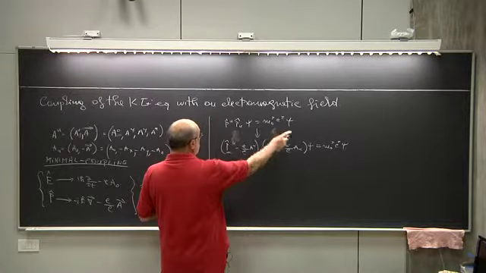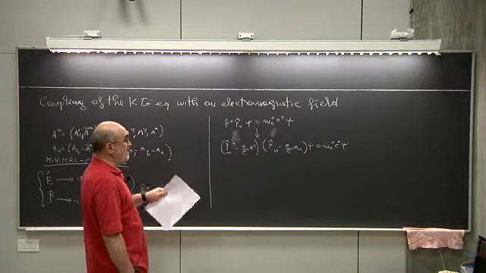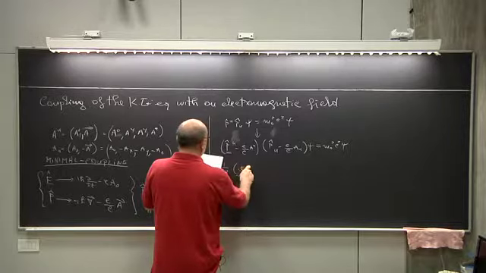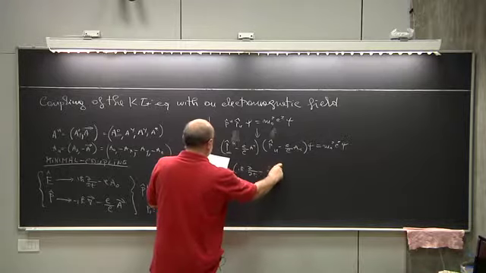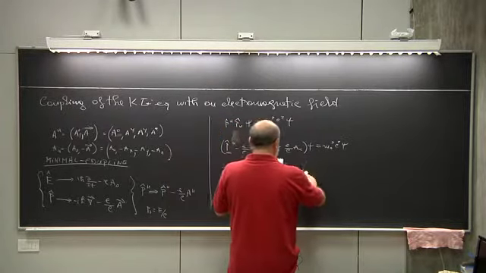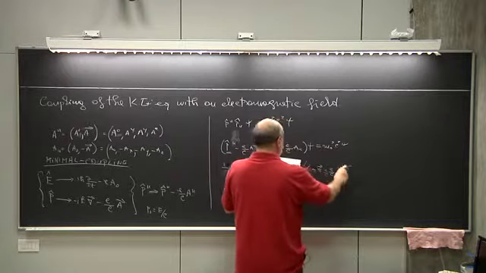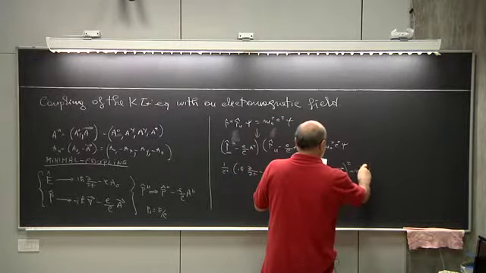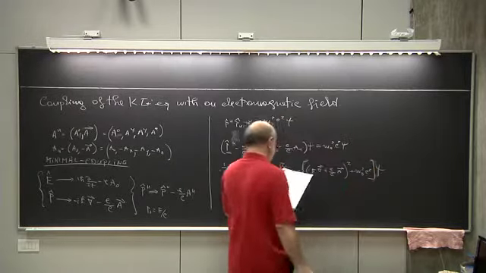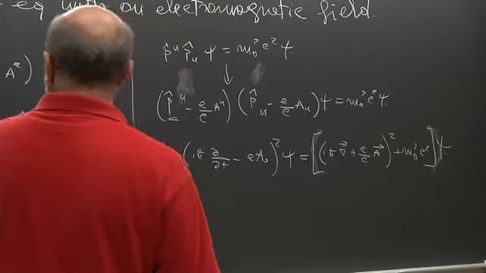So this is the operatorial form of the Klein-Gordon equation. If we replace the P mu, the derivative with respect to time for P0, and the derivative with respect to x for the others, what we get is the following: 1 over c square (i h d/dt minus e A0) square psi equal, let's bring the space part on the other side, (i h gradient plus e over c A) square plus M0 c square psi. So this is the form of the Klein-Gordon equation when you have an electromagnetic field.